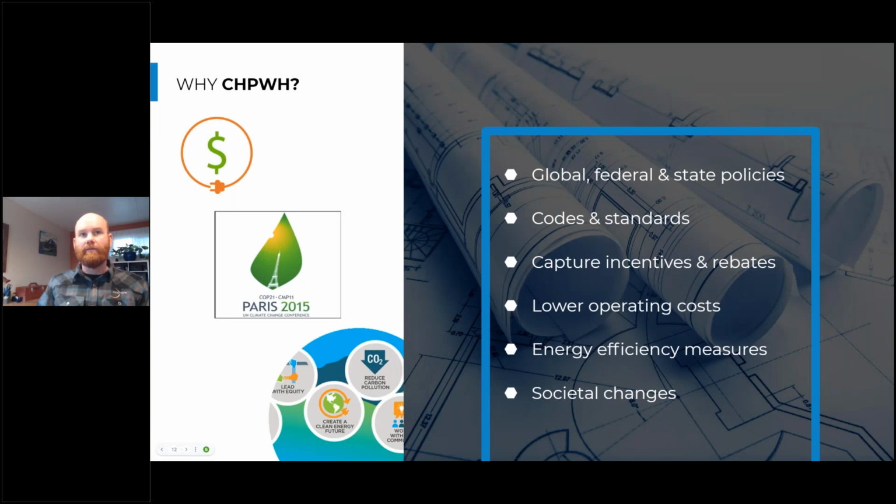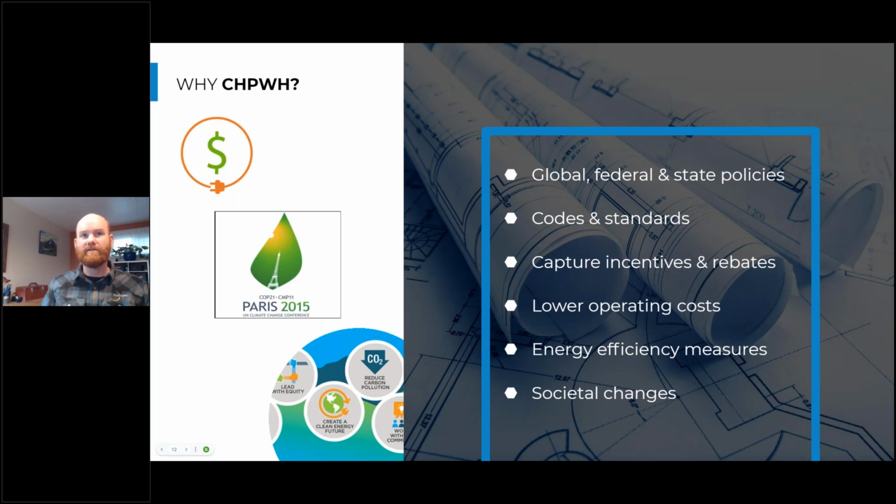So the first thing we're going to cover is why we're considering commercial heat pump water heating systems for these buildings. There are some global, federal, and state policies that are driving this change. Seattle has some very great standards and great goals to really drive down the embodied carbon in our buildings and also lower the annual energy use of those buildings. Those global, federal, and state policies are really driving some of the codes and standards that you and I as engineers or plumbing designers or developers commonly work with and refer to.